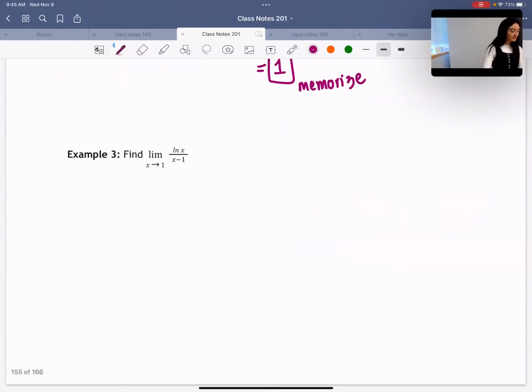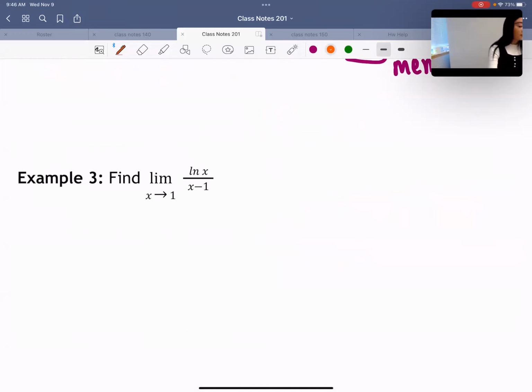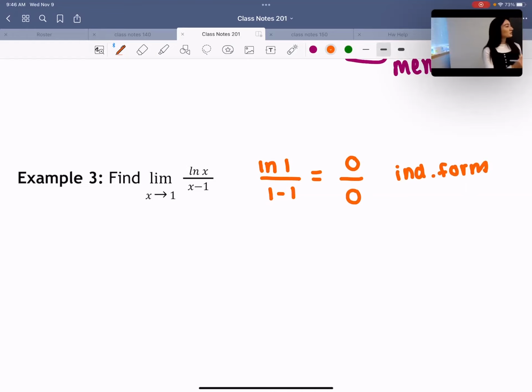Here we have the limit as x goes to 1 of the natural log of x over x minus 1. Remember, when we do a limit, we always plug in first, so let's see what happens. The natural log of 1 over 1 minus 1. What's the natural log of 1? It is 0, right? If you type it in your calculator, you get 0 over 0. So this is another indeterminate form, because it's 0 over 0. Remember, 0 over 0 and infinity over infinity are the two indeterminate forms.